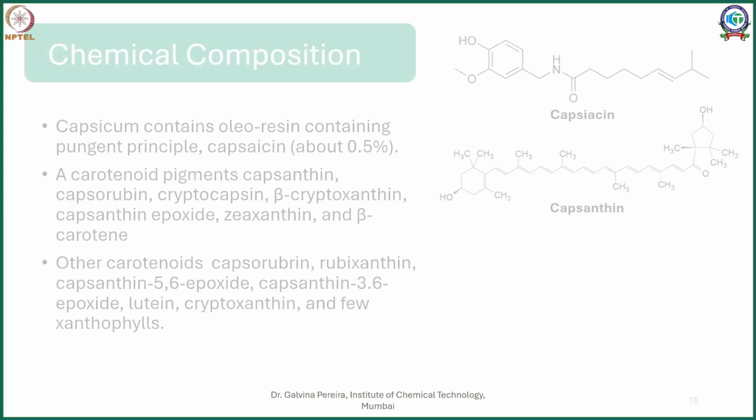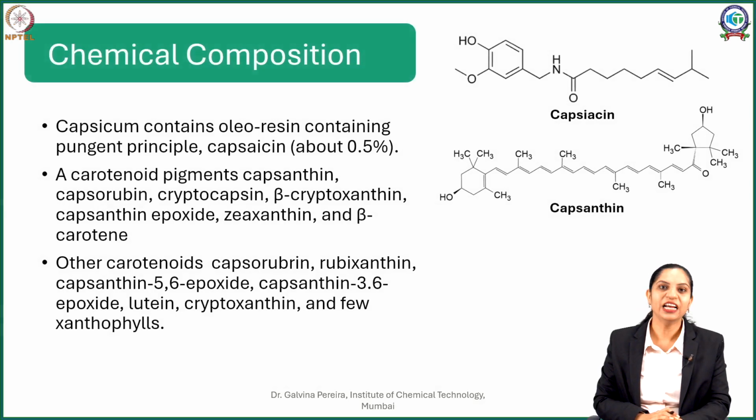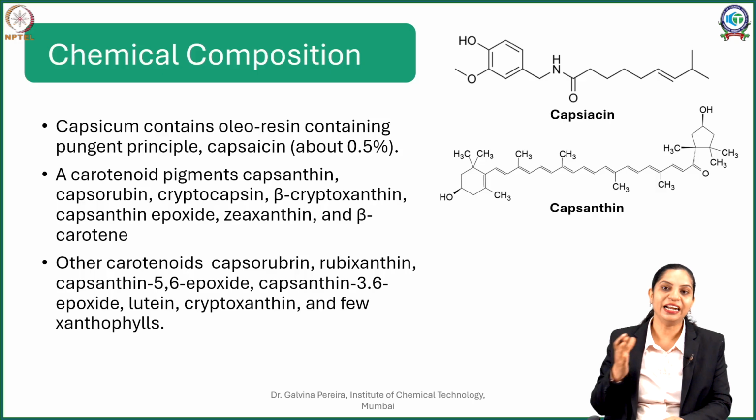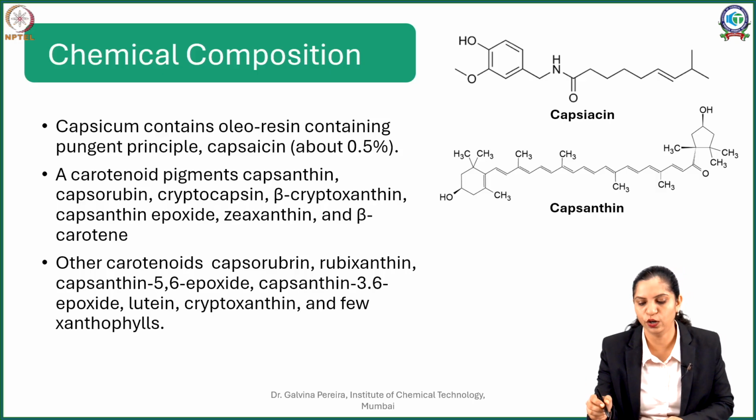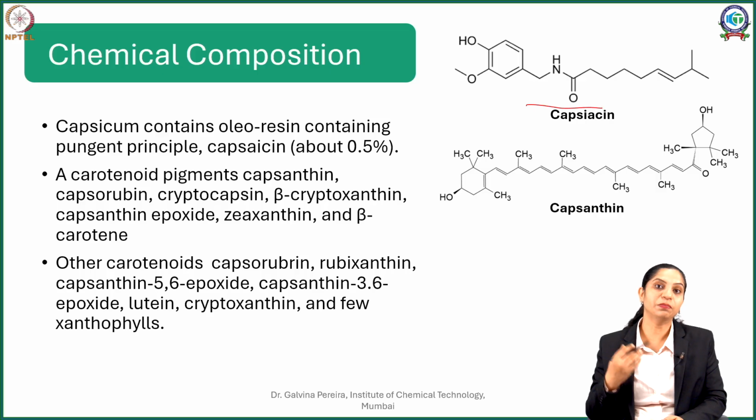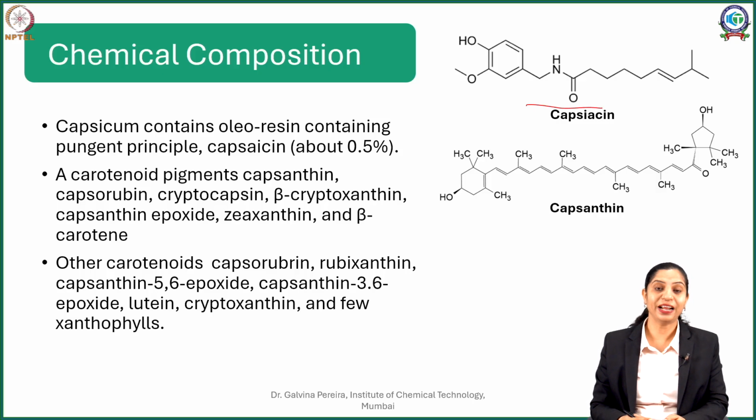Now coming to the composition, the intense pungency of the chili is attributed to alkaloids. Like I said, it's a Solanaceae family member, so it is bound to have alkaloids, and in this case it has amide alkaloids. So similar to piperine, this is also an amide derivative, but this is much more pungent. Capsaicin is one of the most pungent principles, and in Capsicum annum it is present to the extent of 0.5%. That is responsible for spiciness.